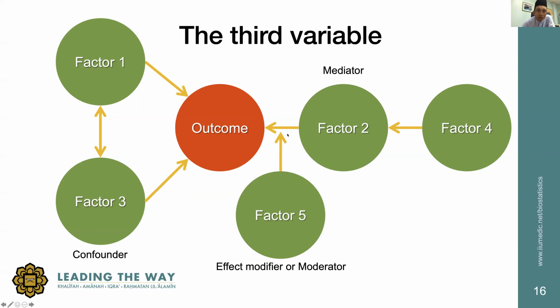What if this one is not significant? This one significant. So this is not a mediator. For it to be called a mediator, this and this must be significant, because it must sit on the line. Okay, factor 5 here is not affecting directly.